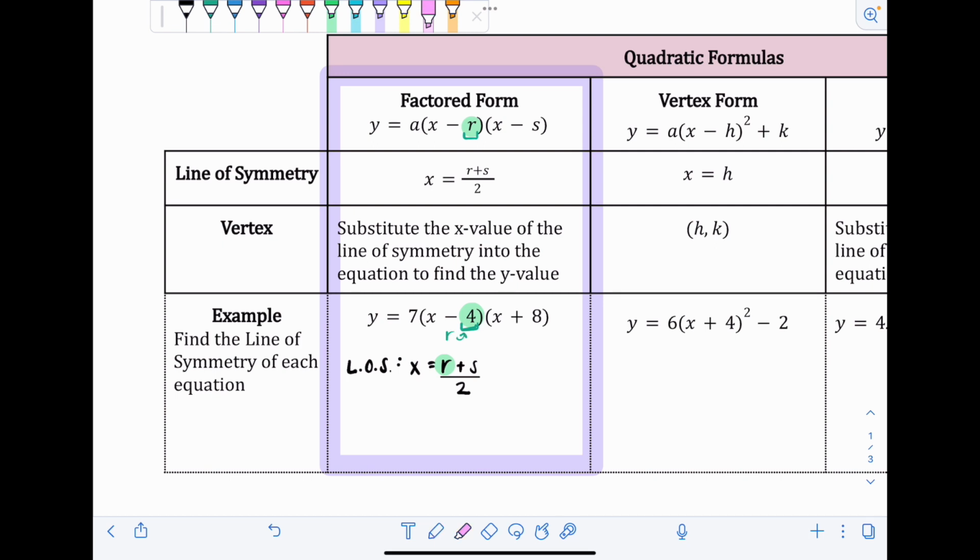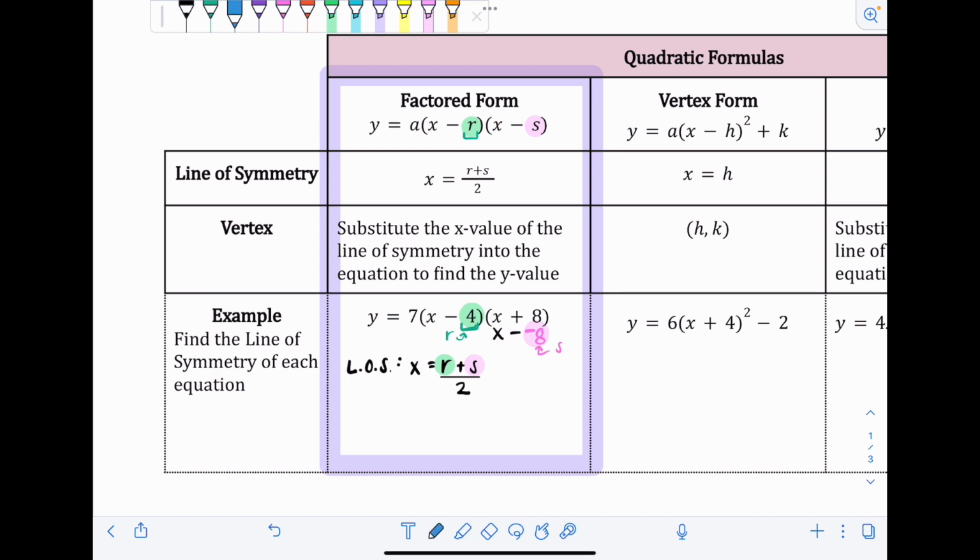And then to find s, I have to look and see where s is in the actual formula. It's in that second parentheses being subtracted from the x. So I look at what's there in that second parentheses, and there's an x plus 8. It's kind of weird though, because in our formula there's an x minus. So we almost have to think of this as if there's an x minus here. And then if we think about what s value would turn that x minus into an x plus 8, it would be negative 8. So instead of s just being 8, it would technically be negative 8.